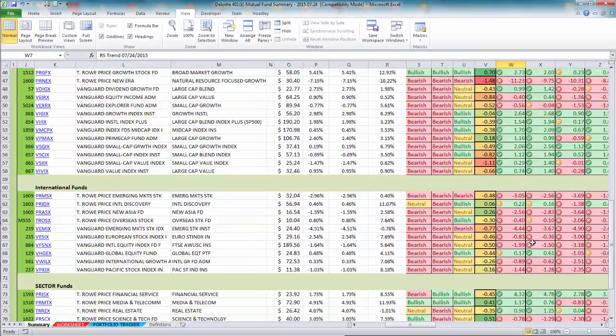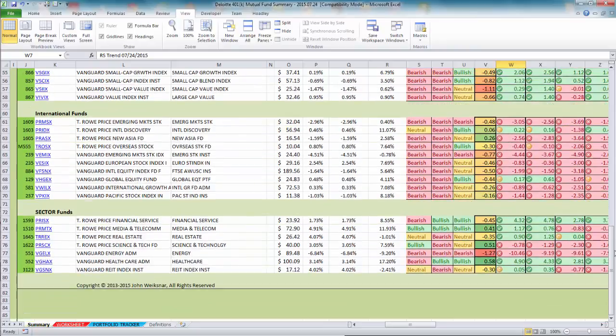As we scroll down to the international funds, we're seeing that that's populated fairly heavily with the red cells, and we're also seeing a lot of neutral, as well as we're starting to see a few of the red bearish cells to the left of column V. Finally, when we go to the sector funds, those are generally staying green, but as in all of the other categories, we are starting to see the red up here. So it's time to be just a little bit cautious and make sure you're aware of the funds that you're invested in.